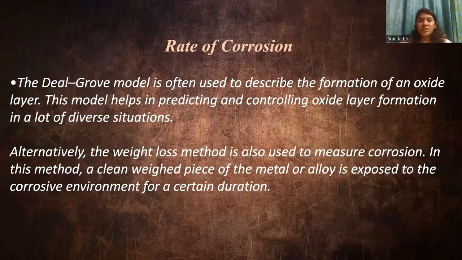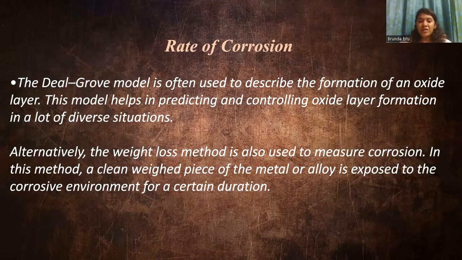Rate of corrosion. The Deal-Grove model is often used to describe the formation of an oxide layer. This model helps in predicting and controlling oxide layer formation in a lot of diverse situations. Alternatively, the weight loss method is also used to measure corrosion.